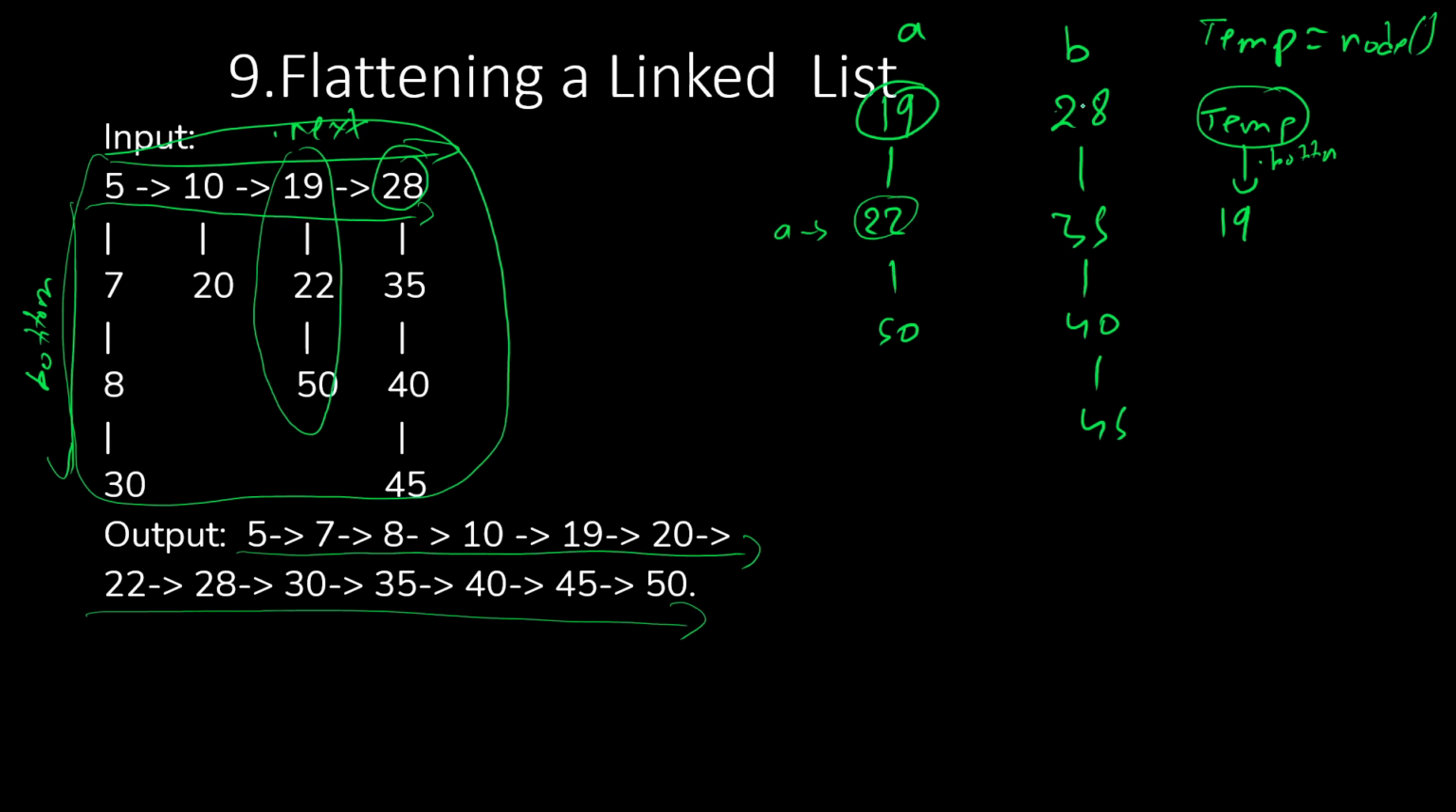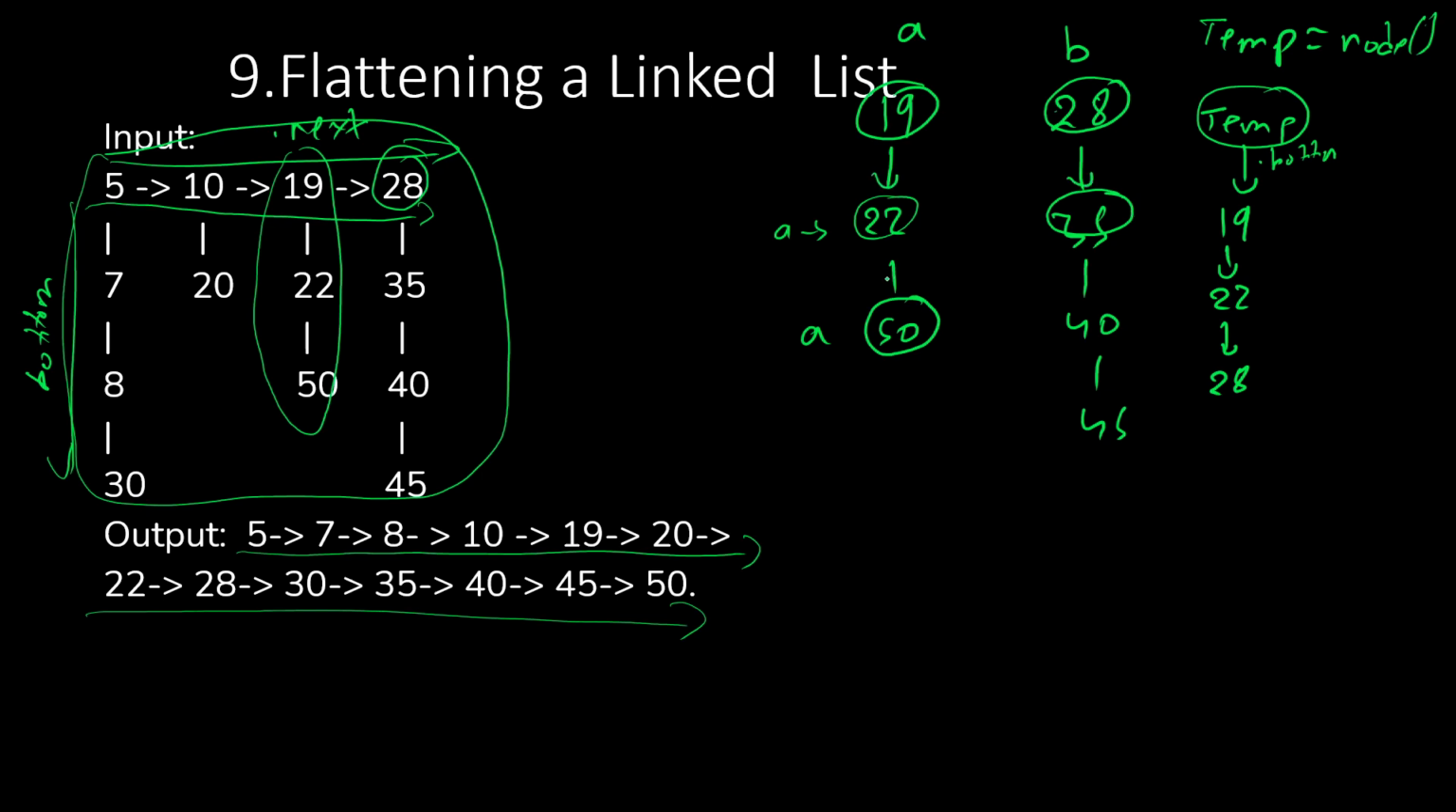Now we're going to compare this again with B. 22 is smaller than 28. Yes, it is smaller, so we store it. After that, we're going to move A to the next element and compare again. Is A smaller than B? No, it is not smaller. So we're going to store this 28 under the temp node here. 28 has come, and we're going to move B to the next pointer.